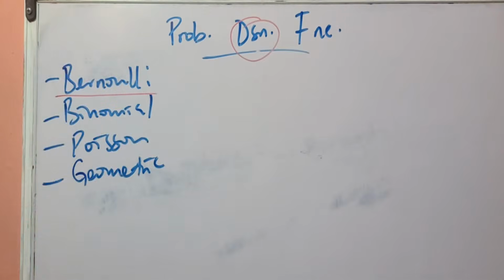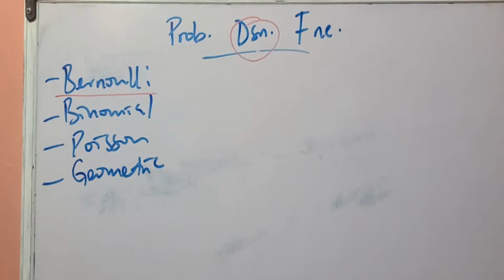What's Bernoulli distribution? Let's start from the definition. This is a discrete probability distribution. Of course, you know that already because I said that some minutes ago. It's a discrete probability distribution, which takes two values.